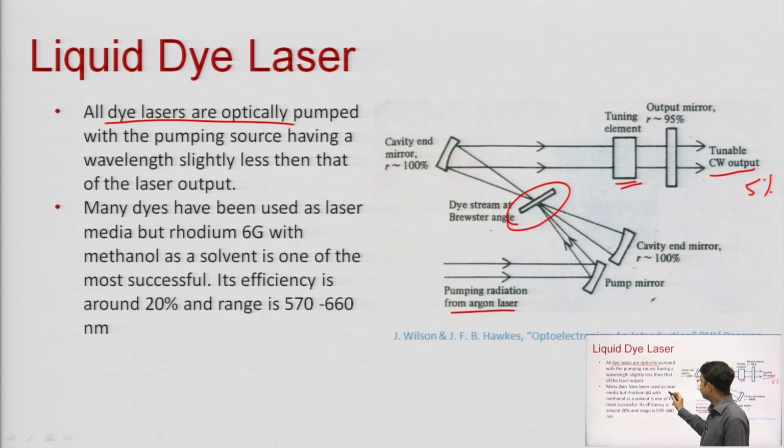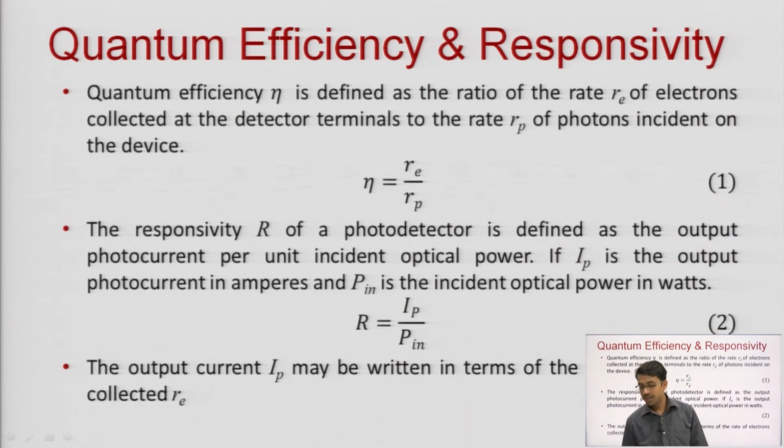Many dyes have been used as laser media, but rhodium 6G with methanol as a solvent is one of the most successful. Okay. So, this is mainly used, rhodium 6G with methanol as a solvent. The efficiency of this is 20% and the range is 570 to 660 nanometers. So, this was all about lasers.